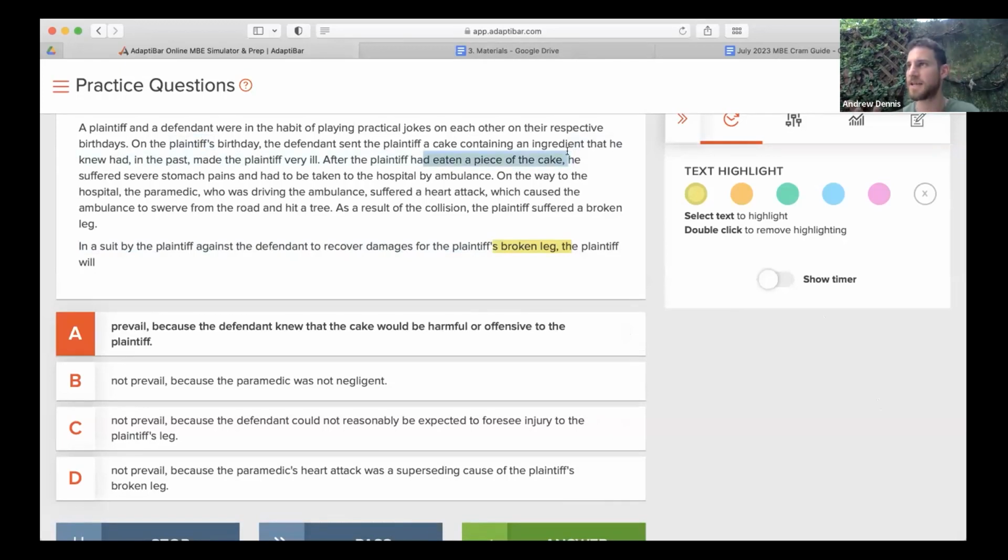But so the broken leg, it seems very far removed from the birthday cake, right? But like I said on the exam, most things are foreseeable. It's foreseeable that if you eat a cake, you get sick, you get in a car, the person driving the car has a heart attack, gets in an accident. There's nothing really to break the chain of foreseeability there, in my opinion. And my approach on the MBE and from my experience is, when in doubt, don't break the chain. Only break the chain if you really can break the chain.